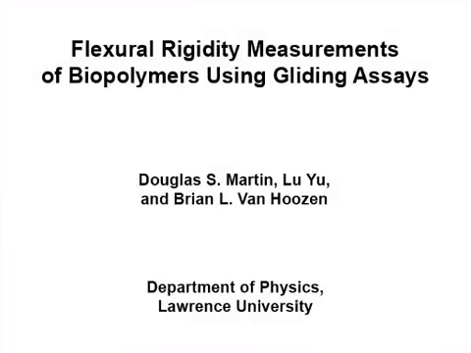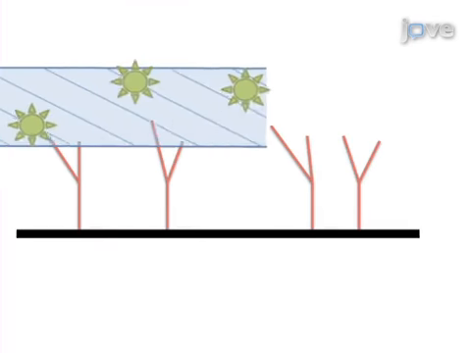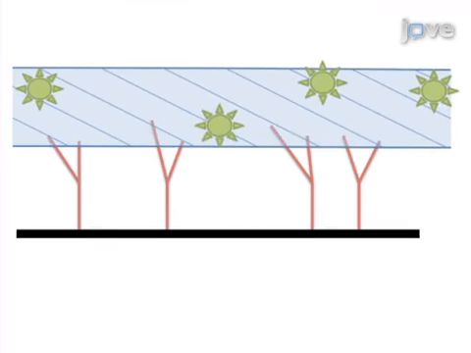The overall goal of this procedure is to use a gliding assay to measure the flexural rigidity of microtubules. This is accomplished by first specifically attaching the motor protein kinesin to a microscope slide with motor domains free to bind microtubules. The second step is to add fluorescently labeled microtubules to the sample, which are translocated by the kinesins.